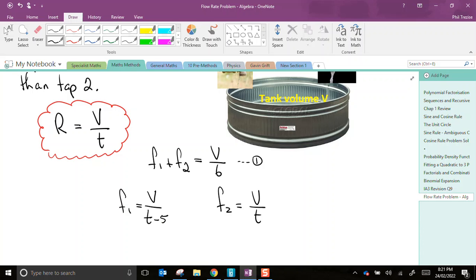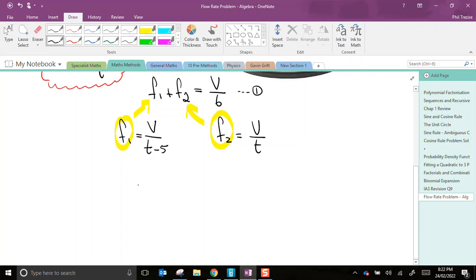Now I've got a lot of different unknowns here. I've got F1, I've got F2, I've got volume, and I've got time. It seems like there's too many unknowns to deal with, but let's have a quick look. I could replace F1 up in that equation, and I could replace F2 in the same equation. Let's see what happens when we combine it in that way. So I'm going to write V over T minus 5 plus V over T equals V over 6. Now let's see how we go.